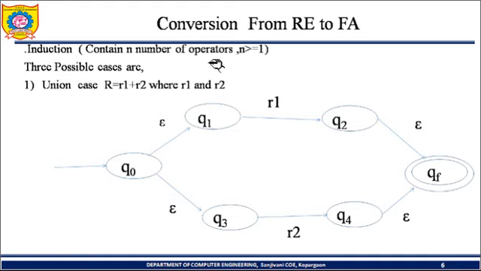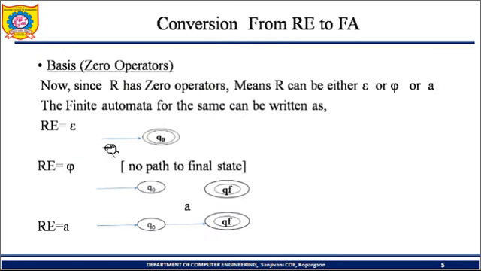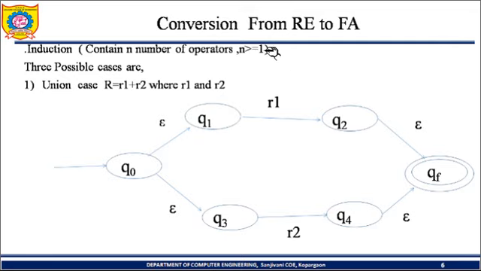Now the second rule is the induction rule, in which the regular expression has n greater than or equal to 1. Previously it was 0 or 1, that is epsilon, phi, or a single symbol, and we drew their equivalent epsilon-NFA like this. But now if n is greater than or equal to 1, how are we going to represent the given regular expression as its equivalent epsilon-NFA? There are three possible rules in case of induction: the union rule, the concatenation rule, and the closure rule.